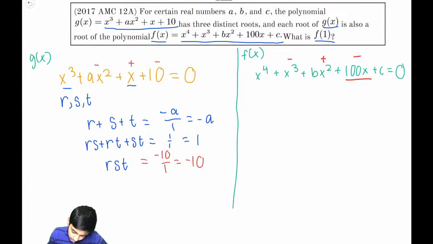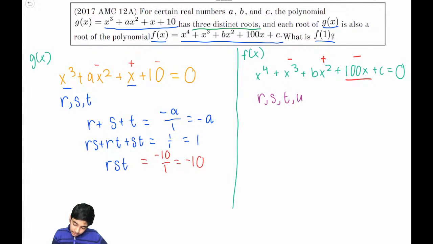And I'm only going to do this Vieta for this term. So let's say that the roots of this are r, s, and t. And we're given that this has 3 distinct roots. And each root of g of x is also a root of the polynomial f of x. So f of x has the same 3 roots of g of x and another root. So let's just say f of x has roots r, s, t, and u.